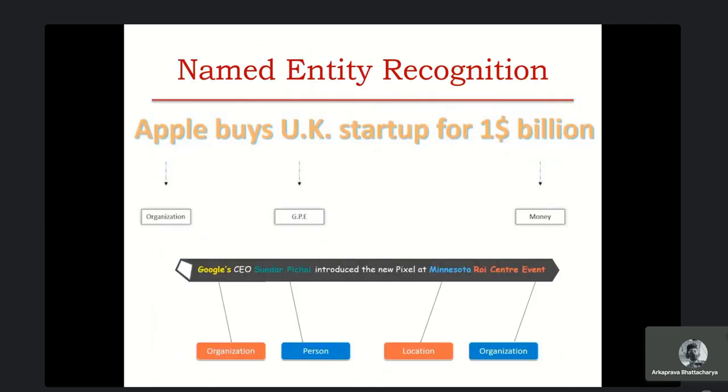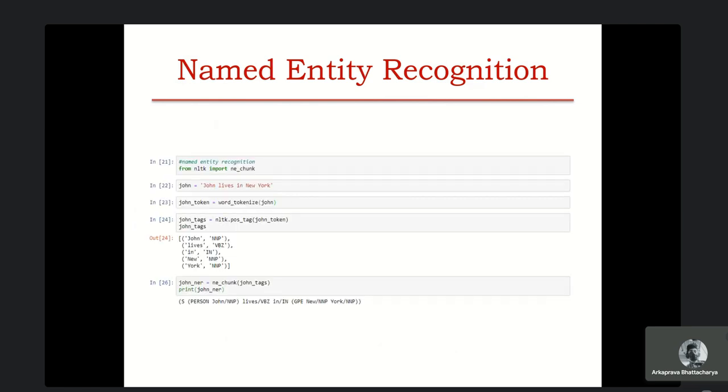Now you can see the example here. The Google CEO Sundar Pichai introduced the new Pixel at Minnesota Roy Center event. Here you can find that Google is an organization, Sundar Pichai is a person, and Minnesota is a location and an organization. In this way, you can understand the different entities of a sentence. If I use the named entities here, you can see the entities are tagged.